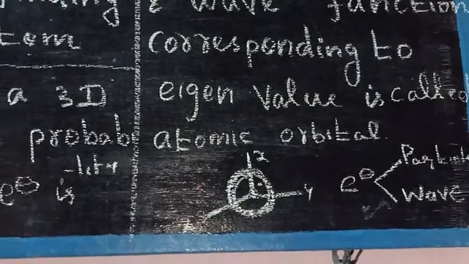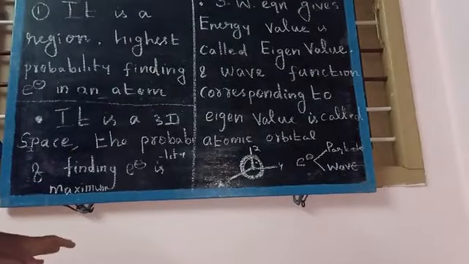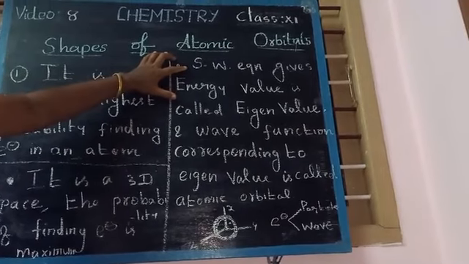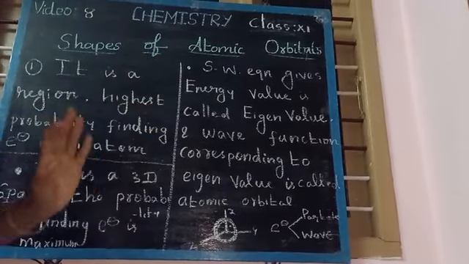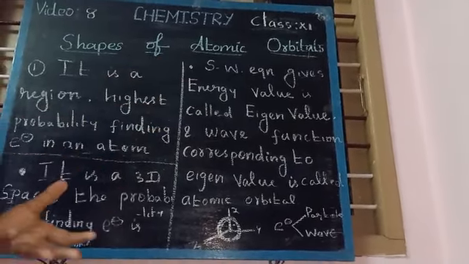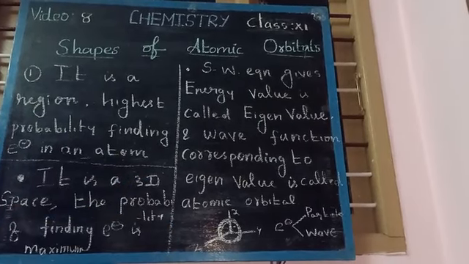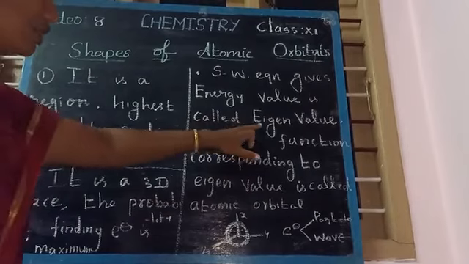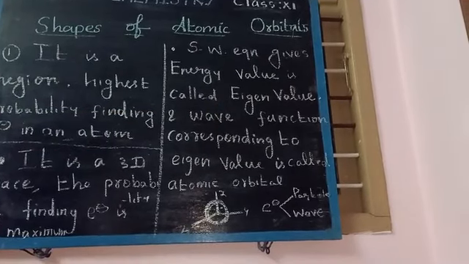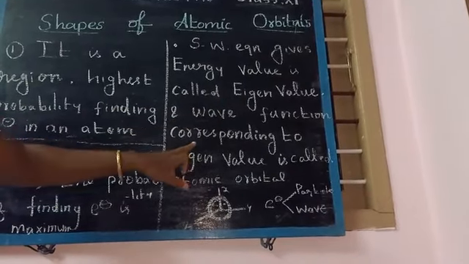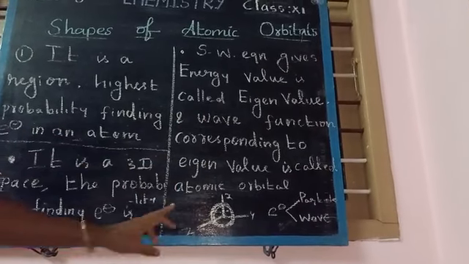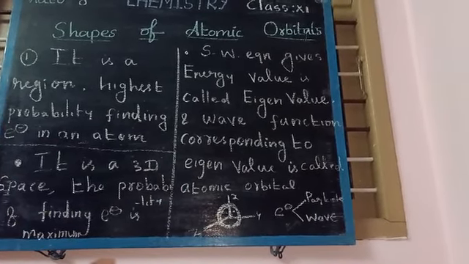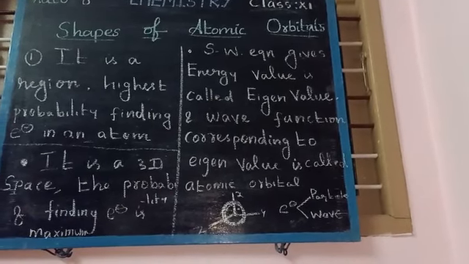So that region is denoted as the atomic orbital. This is one way. Another way: the Schrodinger wave equation gives the energy values. The solution of the Schrodinger wave equation gives the energy values, E values, which are called eigenvalues. And the wave function corresponding to an eigenvalue is called the atomic orbital. This is another way to explain the atomic orbital definition.